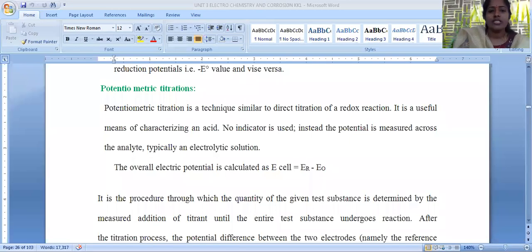Today we are going to discuss a topic in electrochemistry and corrosion. In this topic, the important subject is potentiometric titrations: what is the main principle involved in potentiometric titration, how many types of potentiometric titrations there are, and what their advantages are compared to the traditional titration method. So we are going to discuss these topics.